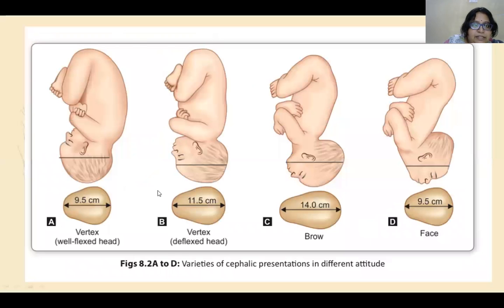That is why, you can see, this is a flexed head. When it comes to this, it is a slightly deflexed head. When it is here, it is a moderately deflexed head. But when it comes to this position, face presentation, it is an extremely deflexed head. So the universal attitude is always flexion. Even the head should be in a flexed position.